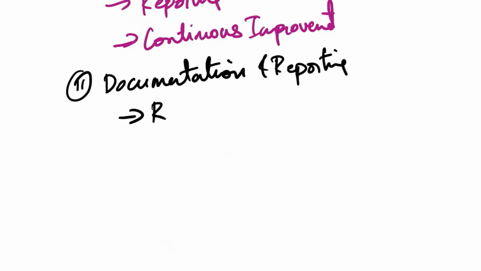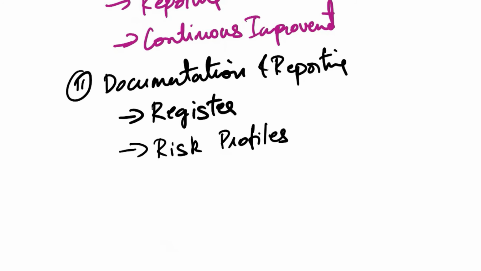First is maintain a register. Establish and maintain a centralized register or repository that documents details about each identified third party. This register serves as a comprehensive database containing information such as contract details, the nature of the business relationship, and the type of data involved. Next, risk profiles. Develop risk profiles for each third party based on the assessments conducted. These profiles should outline potential risks, vulnerabilities, and the impact of each third party on your organization, security, and operations.